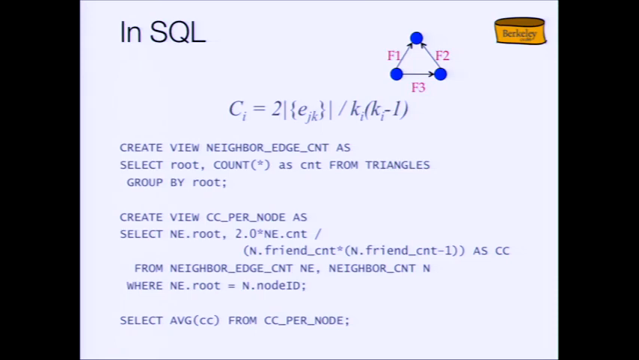ne.root is n.node ID. So for a given node, we look up its statistics in 2 tables. We look up its neighbor edge count, and we look up its neighbor count, and the index I is in the where clause here. And then we're just hooking up the EJK table to the K table. Yeah? So that's it. And of course, if you want it for the whole graph, that's just the average of the thing we just computed for all the I's. Piece of cake, right?